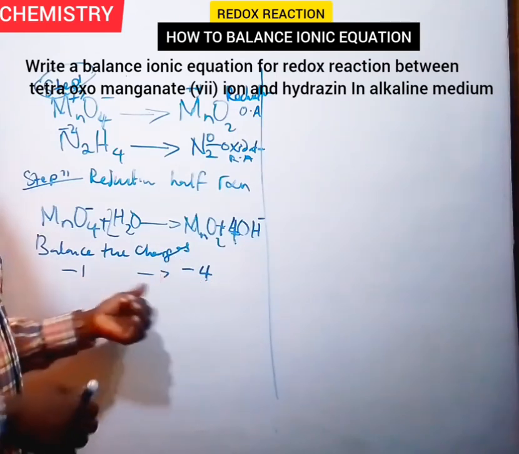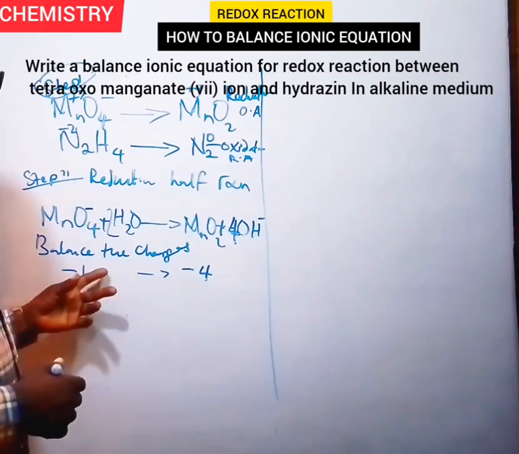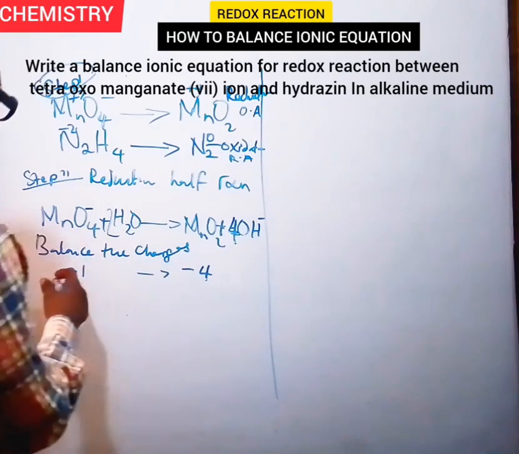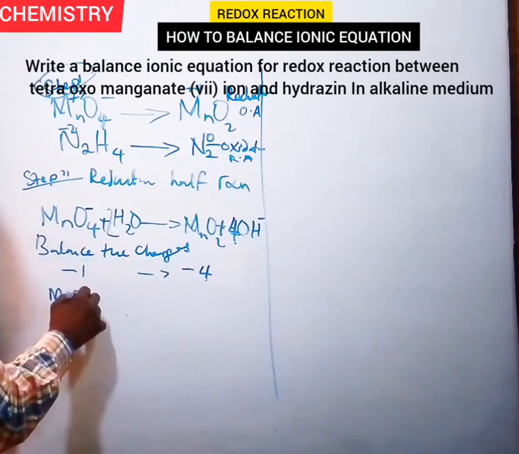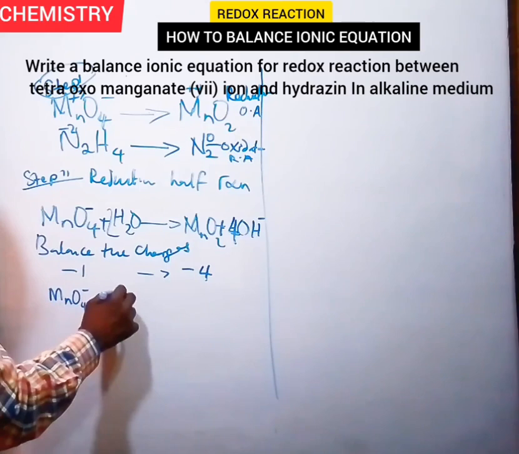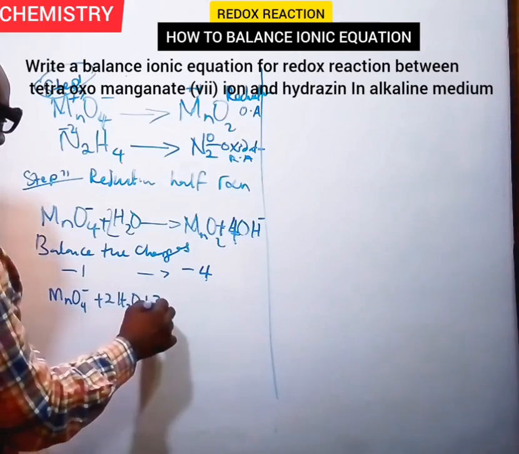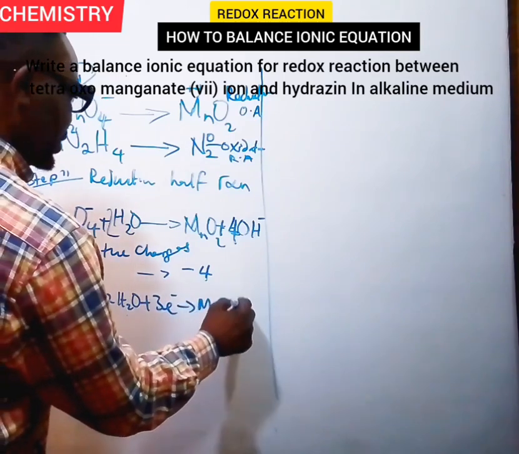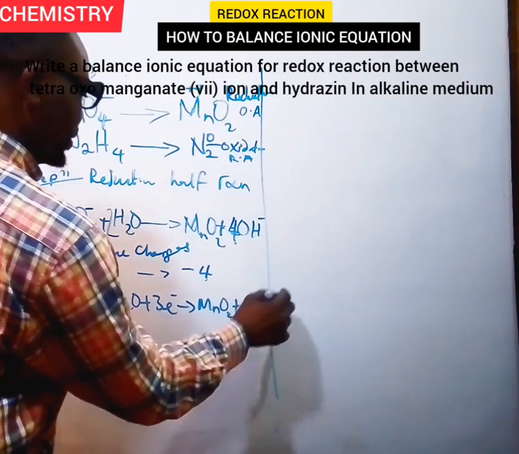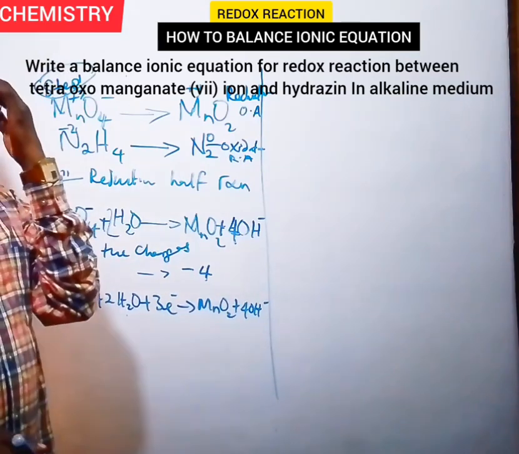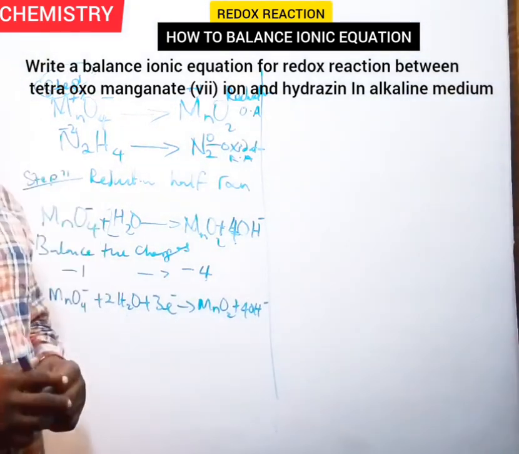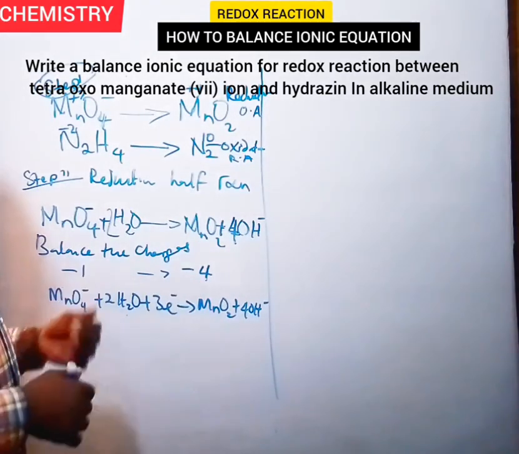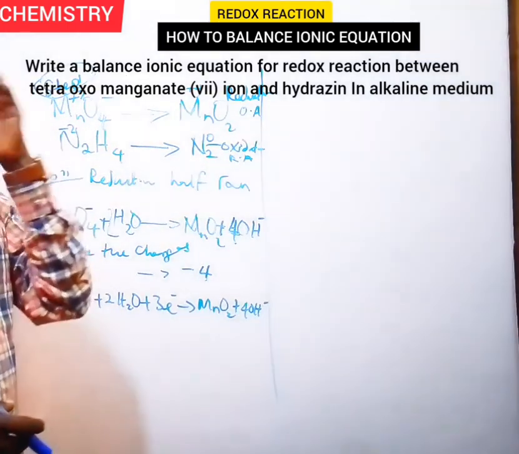If you try to balance the two together, you discover that this one needs 3 electrons. So we now have MnO4 minus plus 2H2O plus 3 electrons, which leads to MnO2 plus 4OH minus. Now, that is what we have there right now. So we have 3 here, we have 0 here. So that is what is used in balancing it.